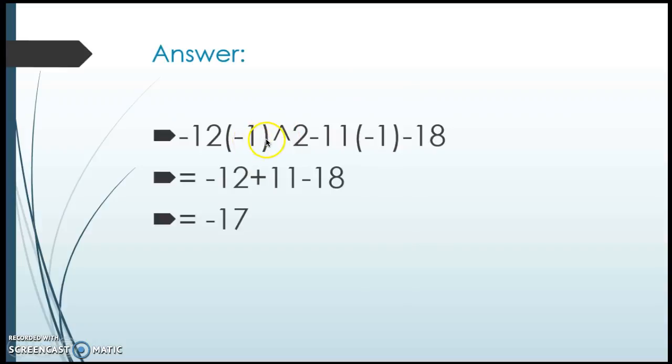You square the negative 1, which leaves you with a positive 1. Negative 12 times positive 1 gives you a negative 12. Negative 11 times negative 1 gives you a positive 11, and then you write back your 18. You add all of this and you get a negative 17, which is your answer.